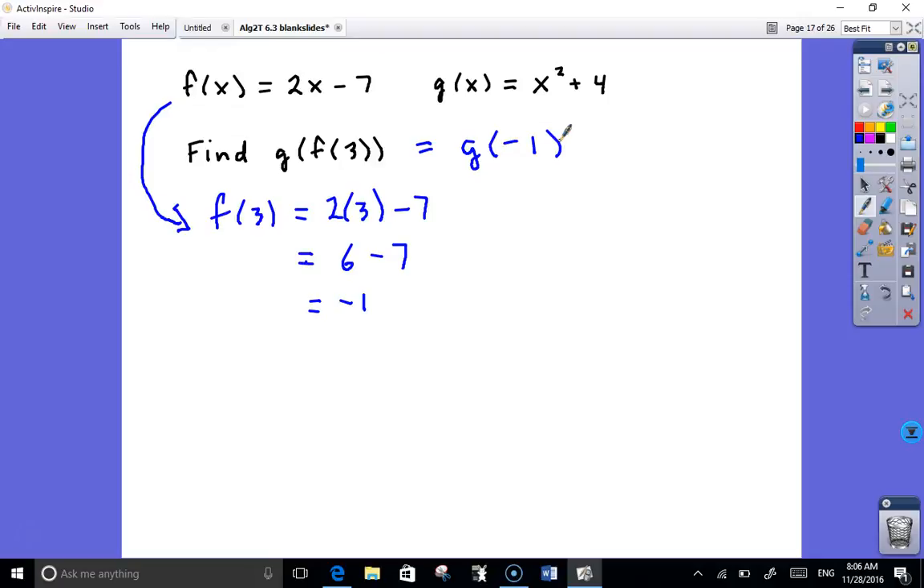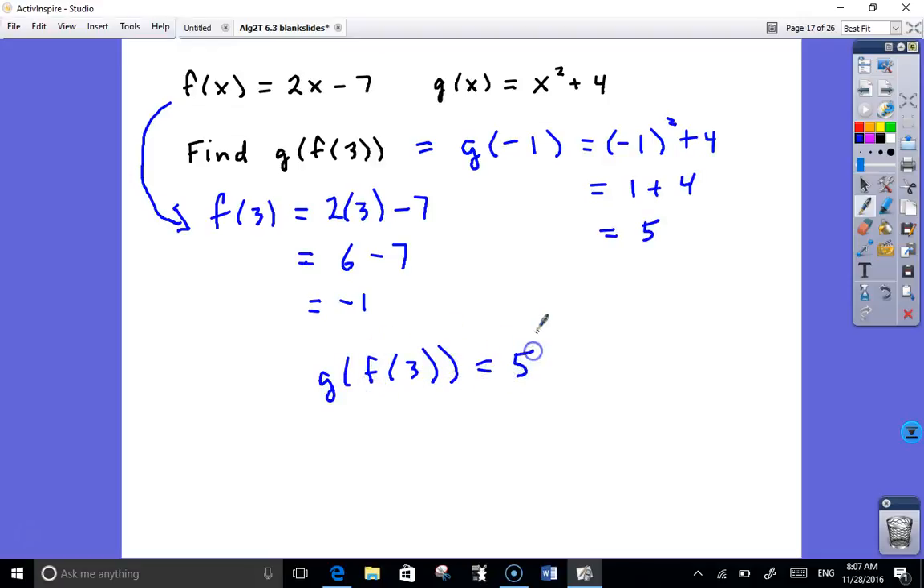So the output of f becomes the input to g. Okay, how do I find g of -1? I plug in -1 for x. -1 squared plus 4 equals 1 plus 4, which is 5. So g of f of 3 equals 5.